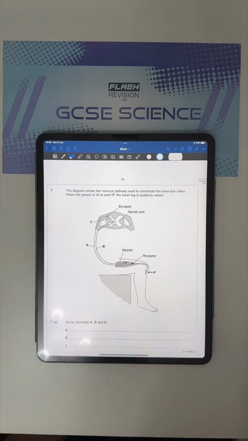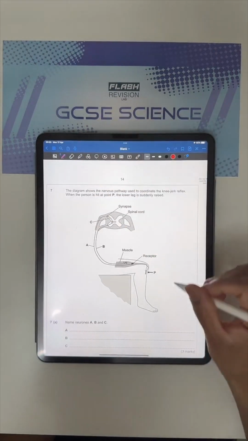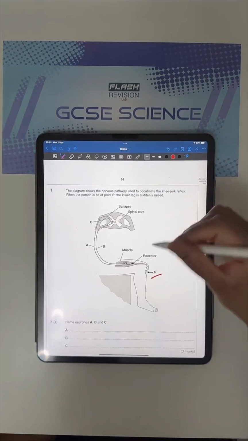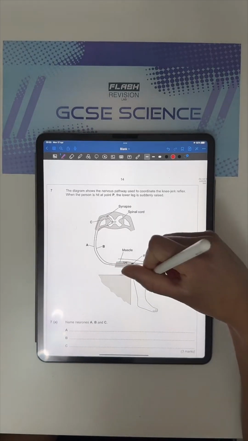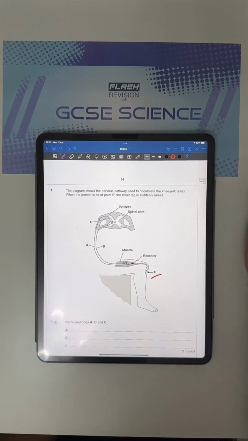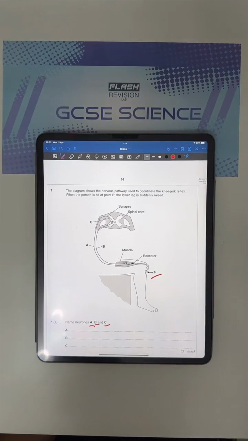The diagram shows the nervous pathway used to coordinate the knee jerk reflex. When a person is hit at point P, what's going to happen? The lower leg is suddenly raised. This is a real reflex that you get if you hit a person at this point in their knee. Their leg basically jerks and kicks. The question's asking to name the neurons A, B, and C.